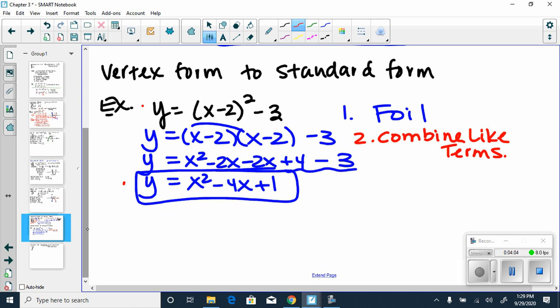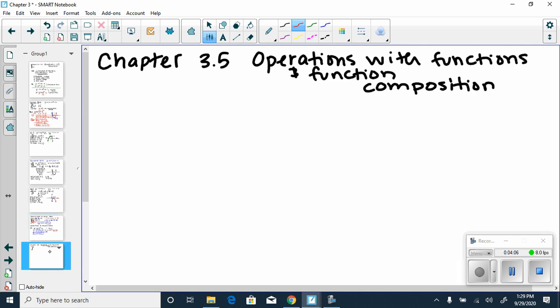Okay, so moving into chapter 3-5 now. 3-5 deals with a bunch of operations with functions and basically a lot of notation. So if you've never seen functions, this boils down to a lot of notation type things, like what does it mean to do, what does it look like.